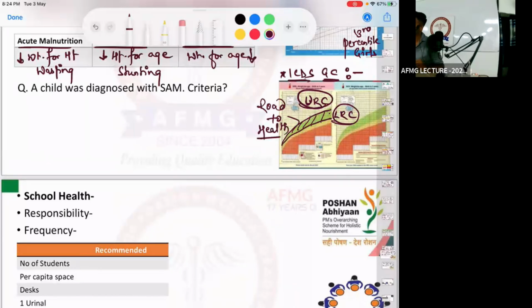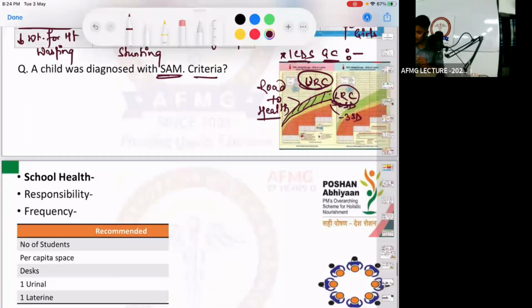If a child falls in the yellow zone, it is mild to moderate malnutrition. And if the child falls in the red zone, it is severe malnutrition. So the yellow zone line is -2 standard deviation and the red zone line is -3 standard deviation. No issues with this? A child was diagnosed with severe acute malnutrition. We have already discussed the criteria, right? So it is important to remember that.